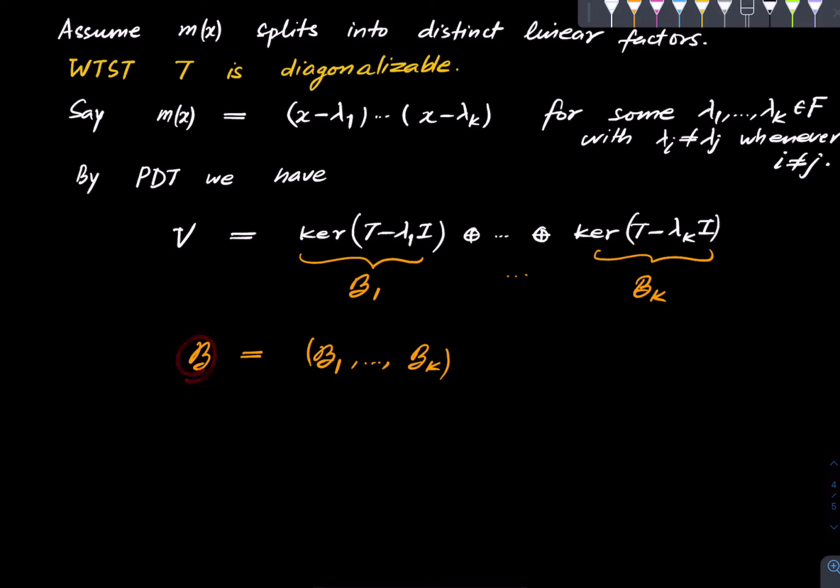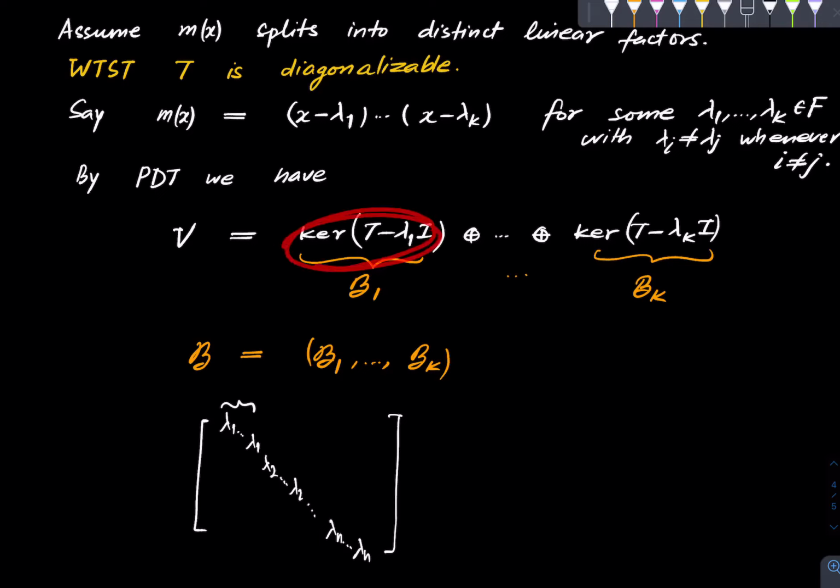So this is a basis of the vector space V, and the matrix of the endomorphism T with respect to this basis will look like lambda 1, lambda 1, lambda 1 repeated how many times? This is repeated the dimension of this subspace, that many times. Then you will see a list of lambda 2s, then a list of lambda k's. So this is the block size, and this is the dimension of the second one, and so on. So this is a diagonal matrix. And with this, we have proven our main result.